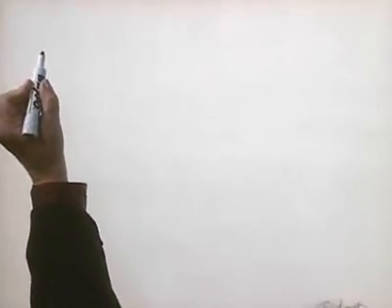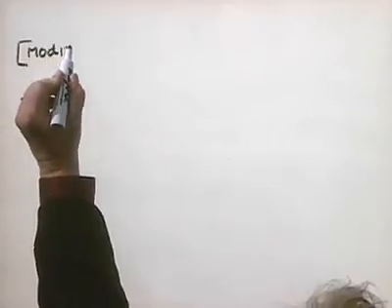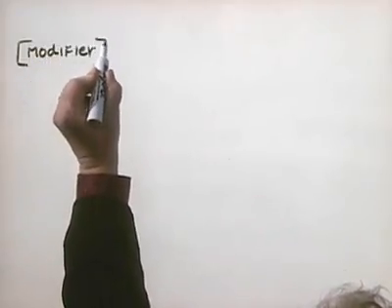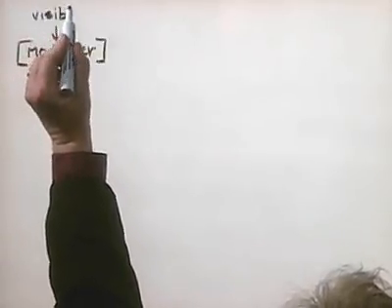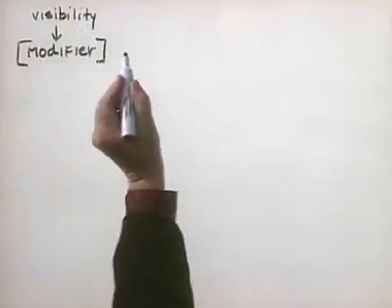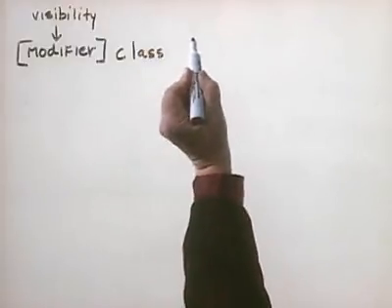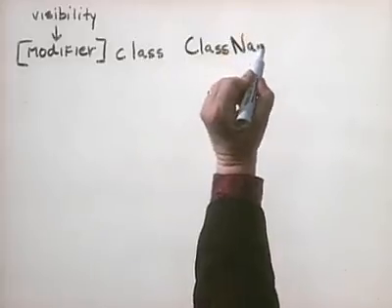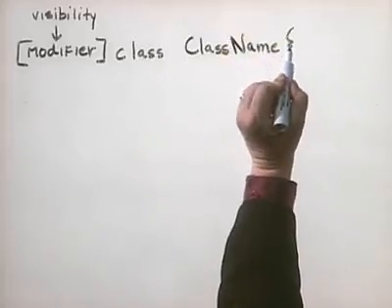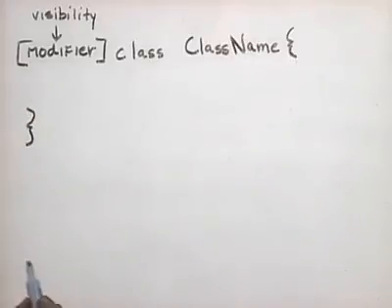Let's take a look. When you build a class in C#, what you'll start out with is some type of modifier. That defines the visibility of the class. Then the keyword class, and then the name of your class. That's the general syntax for a class.